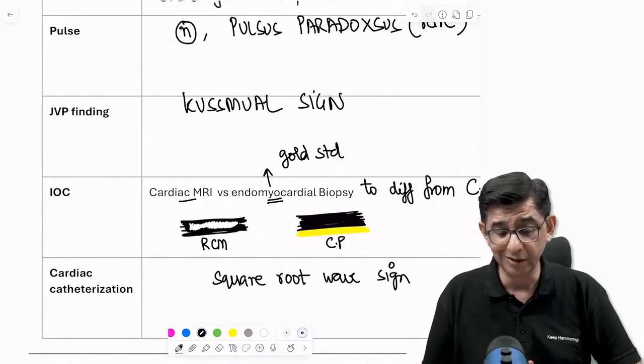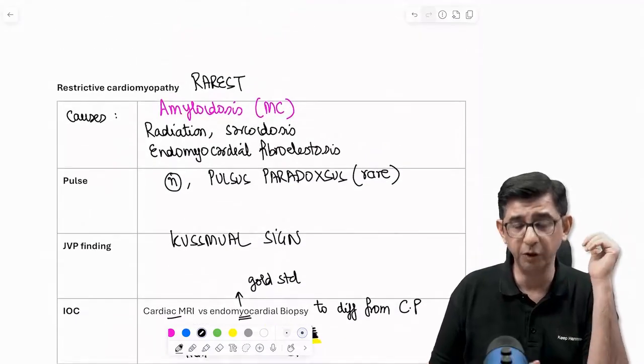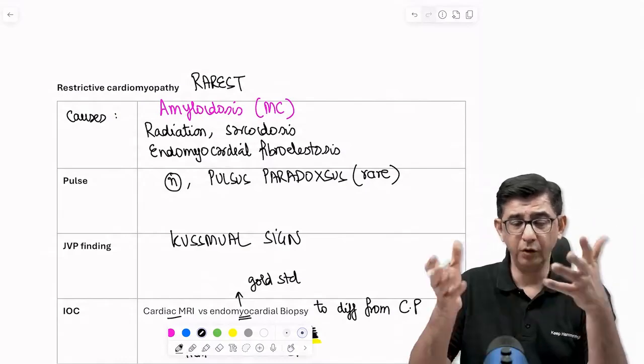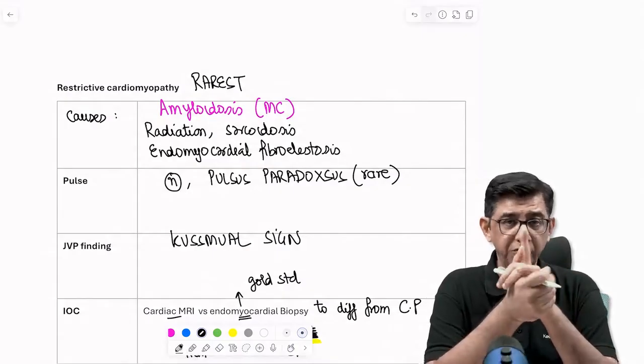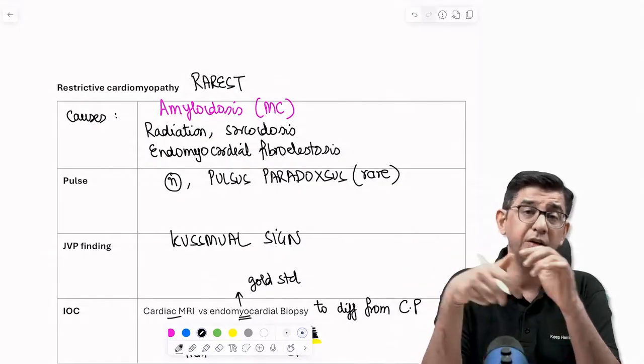So the question will always mention a person having a history of tuberculosis. Here there would be no history of TB. It would be amyloidosis, maybe radiation to the chest. I'll explain how radiation to the chest. This lady had breast cancer, so she was subjected to modified radical mastectomy, and after that radiation to the chest was also given because she had a recurrence of breast cancer.